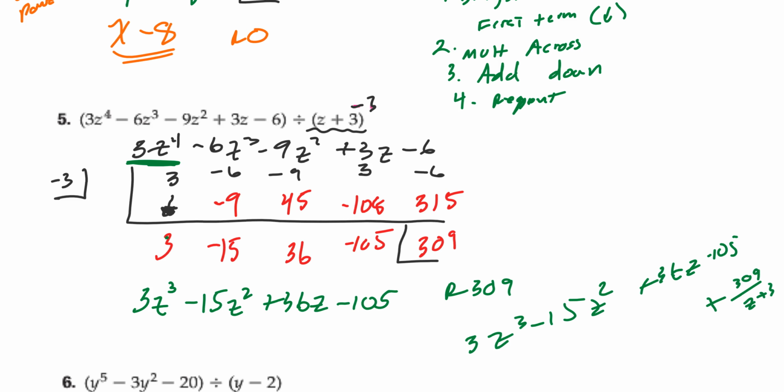So that's the idea of synthetic division, right? That's us doing it again. It's all about bringing down the first term. If you're dividing by z plus 3, you do the inside opposite, negative 3, multiply across, add down, multiply across, add down.